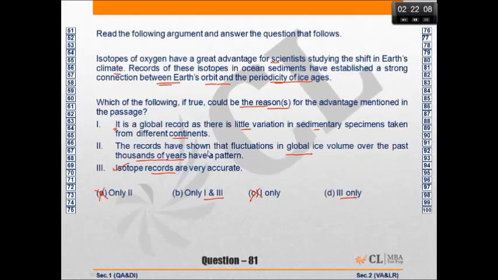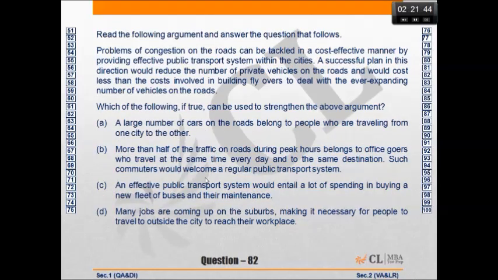So let me look at 1 again. It is a global record, as there has been little variation in sedimentary specimens taken from different continents. Okay, records of these isotopes have established. It's a global record, there is little variation. This can be the answer. Though I'm not 100% sure, I'm taking a chance. I will go with statement B. It's a small chance I have taken, but I think it should be okay.